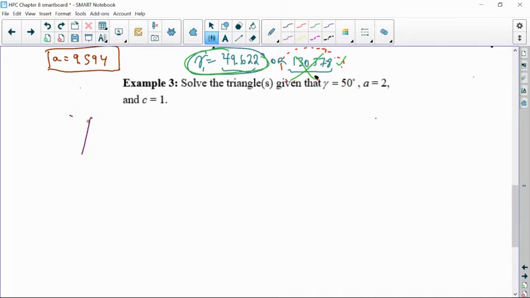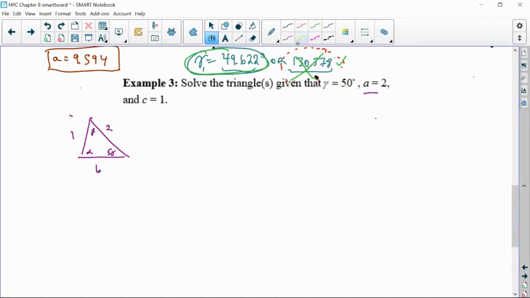Okay, so I'm going to set up this triangle, and I have a low pen battery, so I'm hoping it can last. It says gamma is 50 degrees. So if I call this 50 degrees, then the side opposite is c, so that's 1. And a is 2, so alpha is across from that. And then I'm missing side length b, and this is beta.